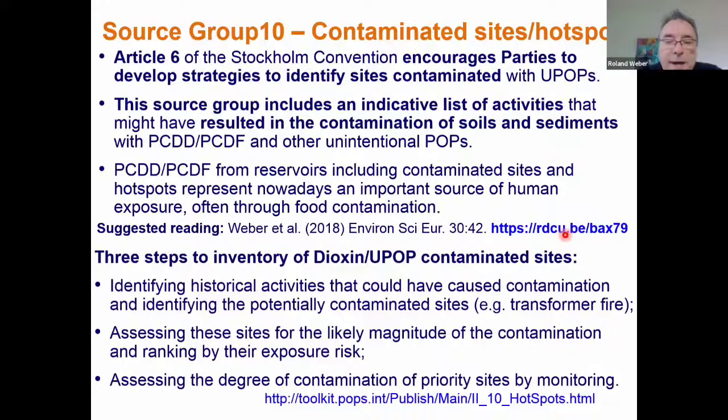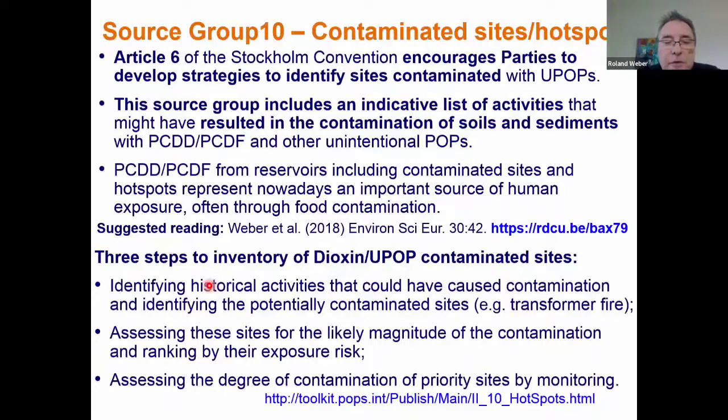First, identify historic activities that could have caused contamination. Here you can go to the toolkit. This gives you about 10 sources. One of these sources is, for example, PCB transformer fires, because PCBs contain some dioxins, and when you have a fire, they produce more dioxins.